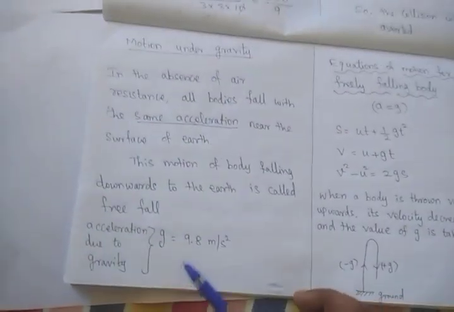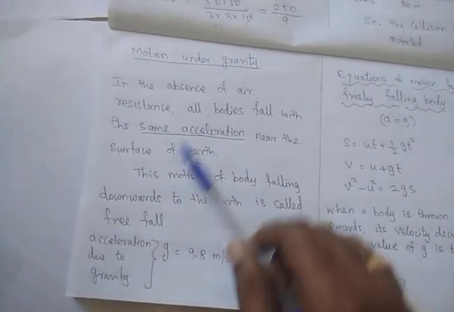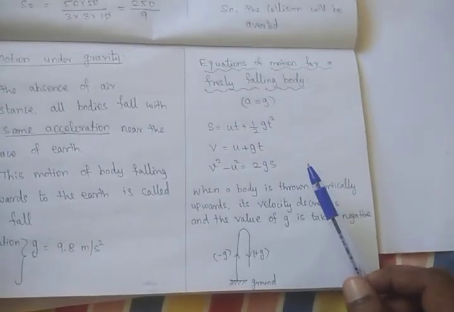Then finally we will see motion under gravity. So this is the explanation, the equations of motion for motion under gravity.